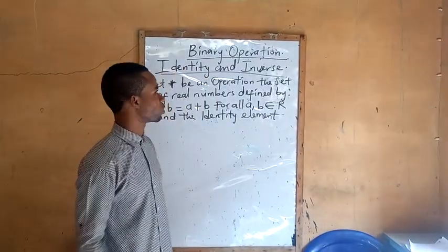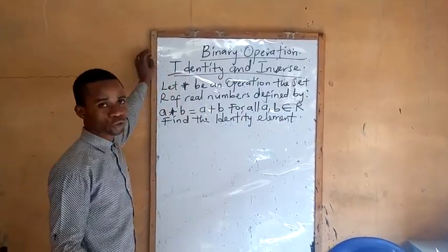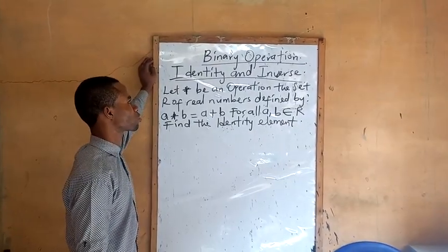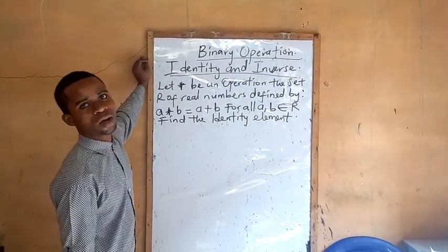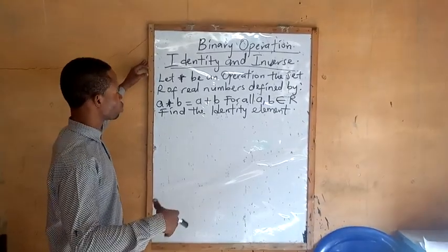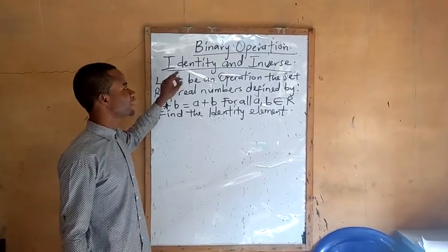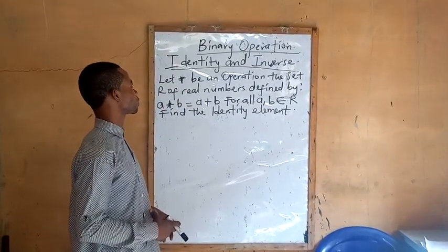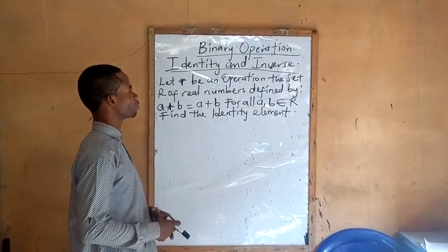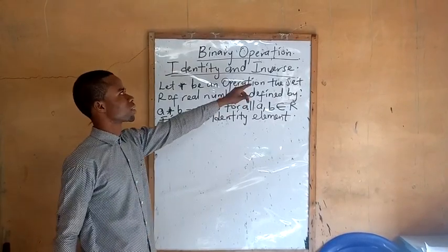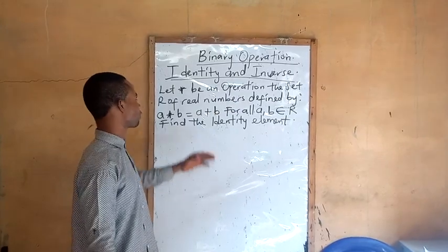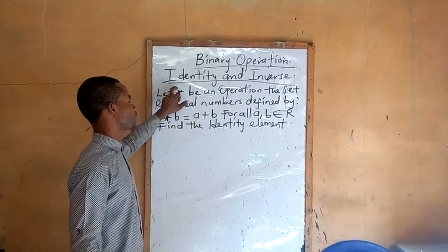Today we want to talk on binary operations, and out of all the binary operations properties, I would like us to look at two, that is identity and inverse. Now, why did I put them together? Because if you want to find an inverse in binary operations, automatically you have to get your identity first.